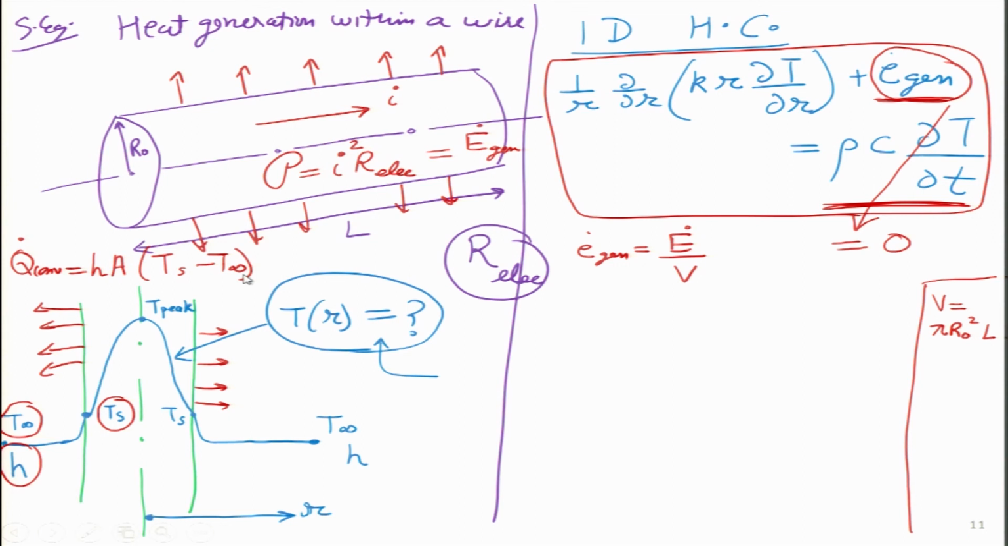So, we will have to figure out the value of A as well. This is the circumferential surface area A, and this turns out to be 2 pi r naught L. So, these values we will be using very much in this equation. Now, let us go and see how we solve this particular PDE and what boundary conditions we have to apply. Let us go ahead and do that.